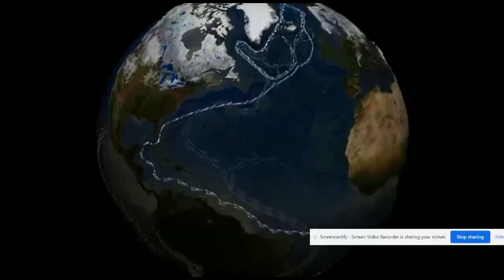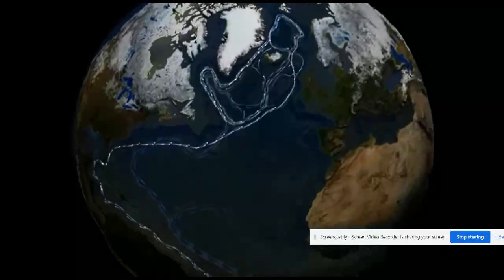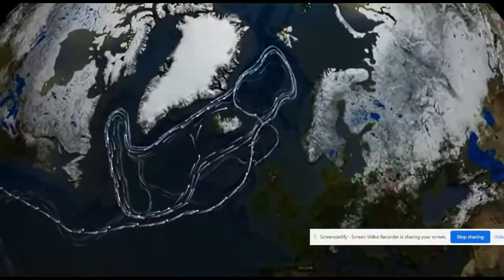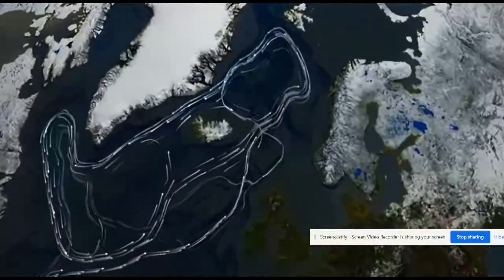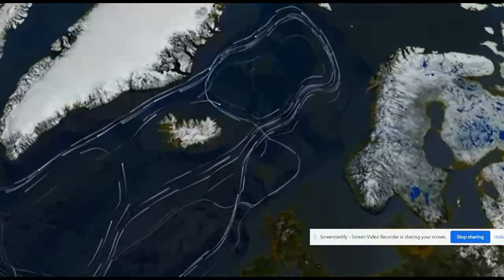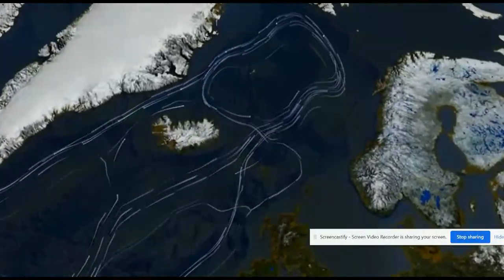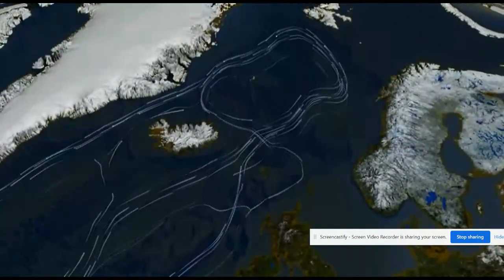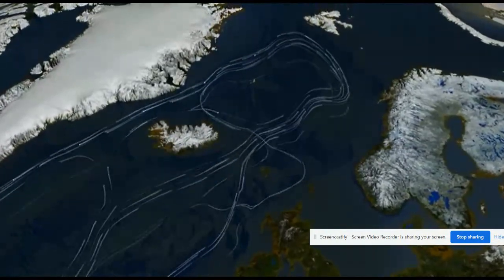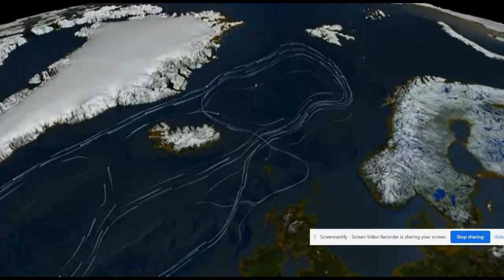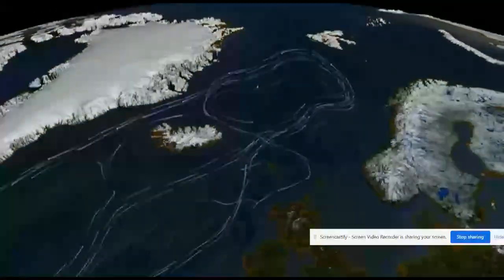Okay, so where do you predict the warm ocean water near the equator will go? And what would you expect to happen to the warm water from the equator once it reaches the colder regions near the poles? And finally, where does cold, dense water from near Greenland go?